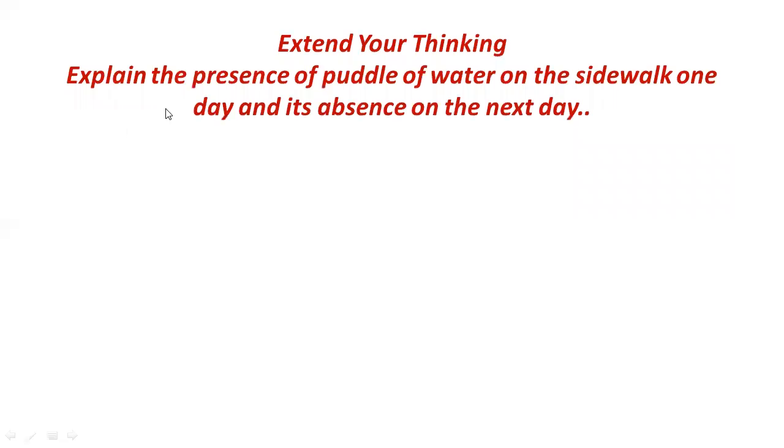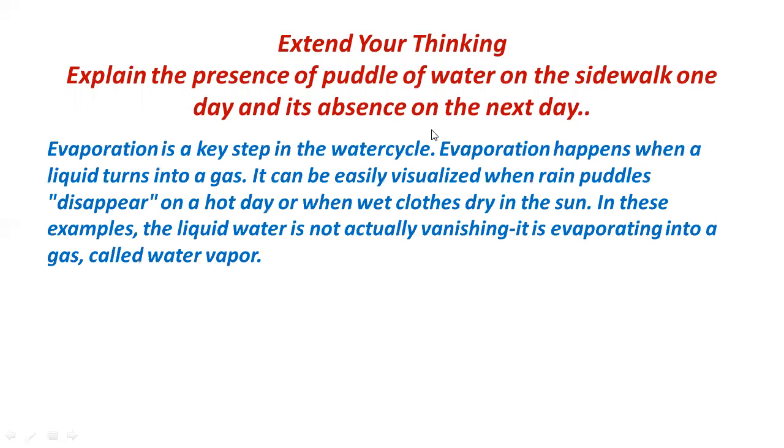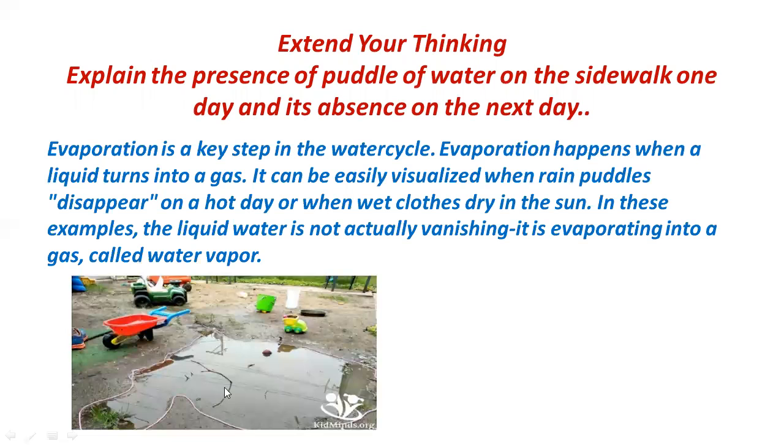Extend your thinking, explain the presence of puddle of water on the sidewalk one day and its absence on the second day. Dear students, you know that after rainfall, puddles are formed, and when you see the puddle the next day, it disappears. How and why those puddles disappeared? So the process which dried up the puddles is evaporation. Evaporation is a key step in the water cycle, and in evaporation, when a liquid turns into a gas, it can be easily visualized when rain puddles disappear on a hot day or when wet clothes dry in the sun.